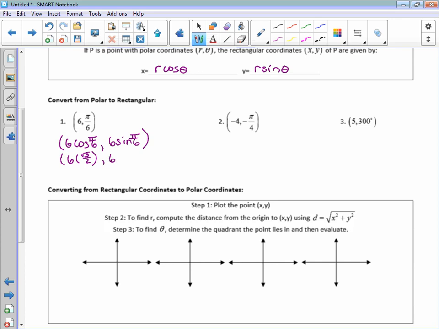Non-calculator. Oh, pi over 6. Oh, I'm guessing cosine pi over 6. And then sine of pi over 6 is a half. Oh yeah, remember the true proof.